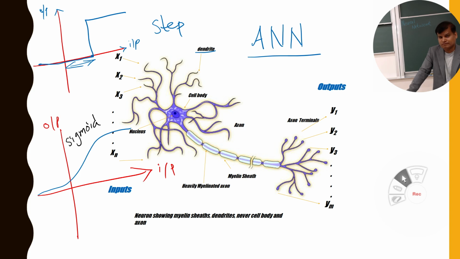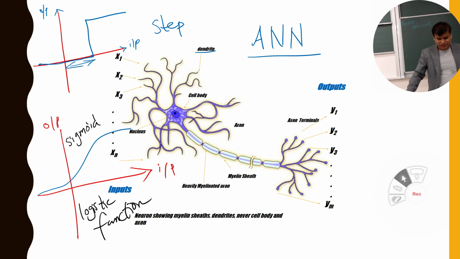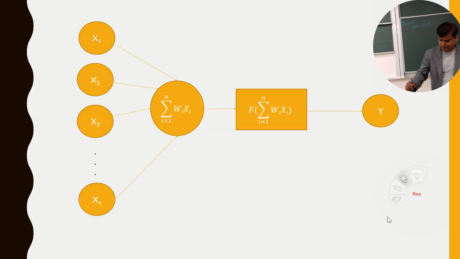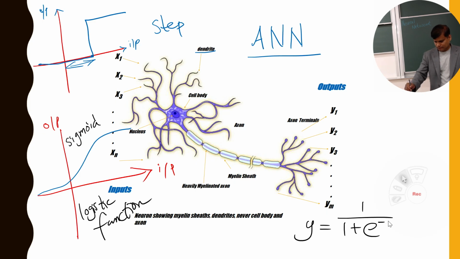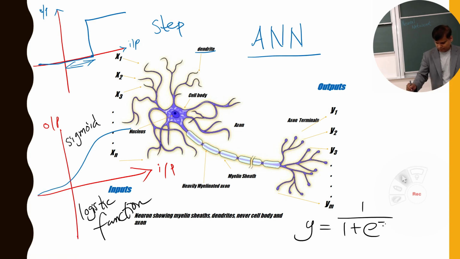At times these sigmoid functions are called logistic functions, and if you recall logistic functions, you might remember logistic regression as well. Anyway, we'll stick to the logistic function first, and this logistic function itself has a form: y equals 1 by 1 plus e power minus x. Okay, let me redraw that.